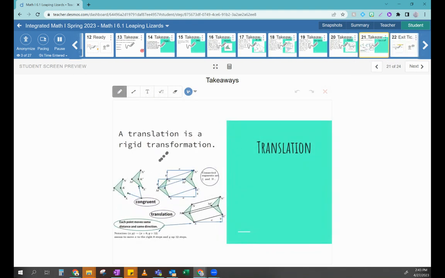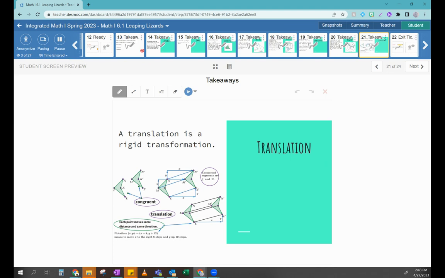Okay, last one. A translation is a rigid transformation. So you have their congruence. This is the way I do it. I translate it up and over, right? It says each point moves in the same direction and the same distance. Okay, I hope this makes sense to you.